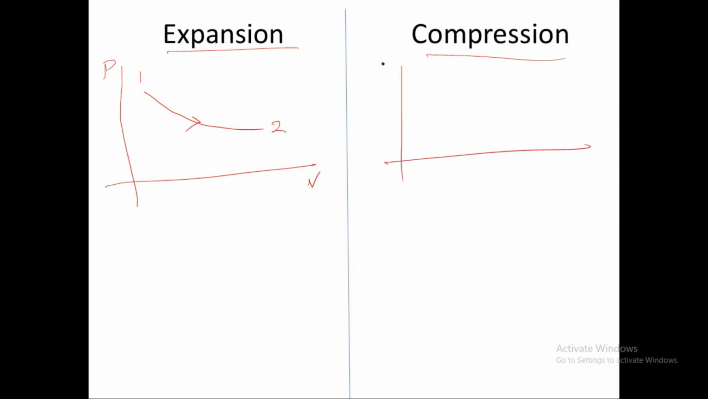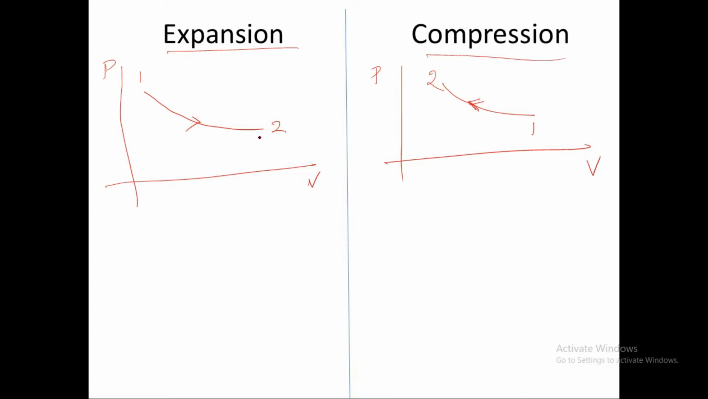I'll continue here by considering two processes, the expansion process and the compression process. Work done by the system in the expansion process on a PV diagram: if I write like this, one process changing state from 1 to 2, this is the expansion process where volume is increasing and pressure is decreasing. Same thing if I draw a PV diagram for a compression process, the change of state from 1 to 2. In a compression process, volume decreases and pressure increases.